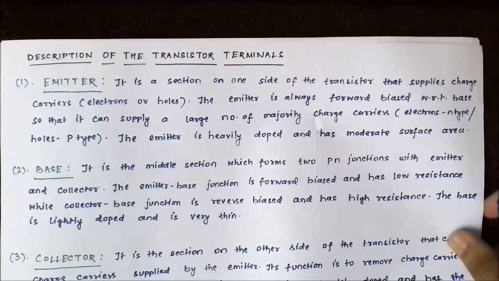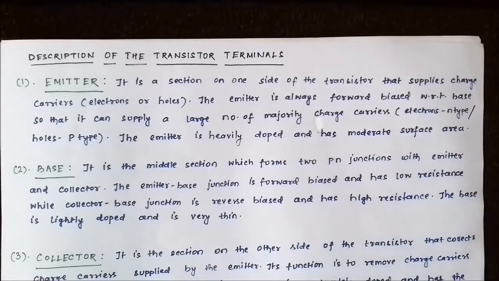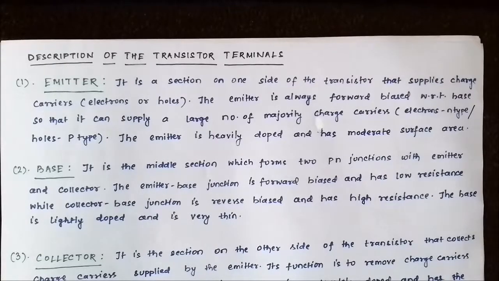What is forward bias? If a p-type semiconductor is connected to the positive terminal of the supply voltage and the n-type semiconductor is connected to the negative terminal, it is called forward bias. And what is reverse bias? If the opposite is done, so that the p-type is connected to the negative terminal and the n-type is connected to the positive terminal of the supply voltage, it is called reverse bias.